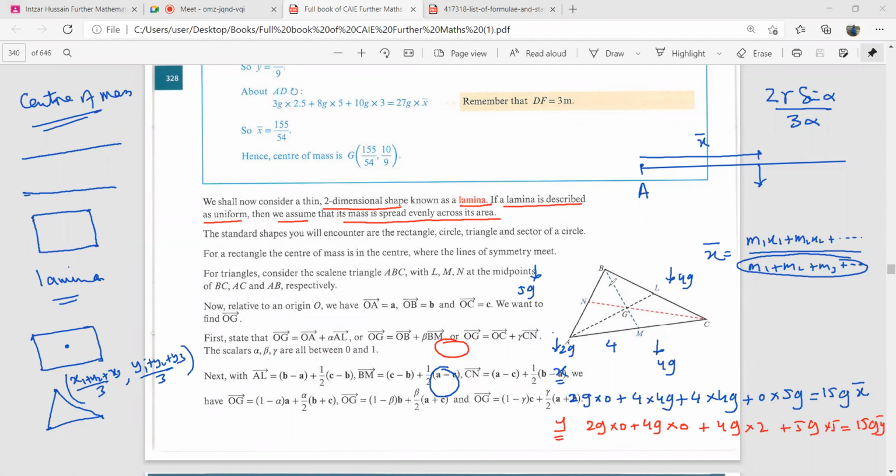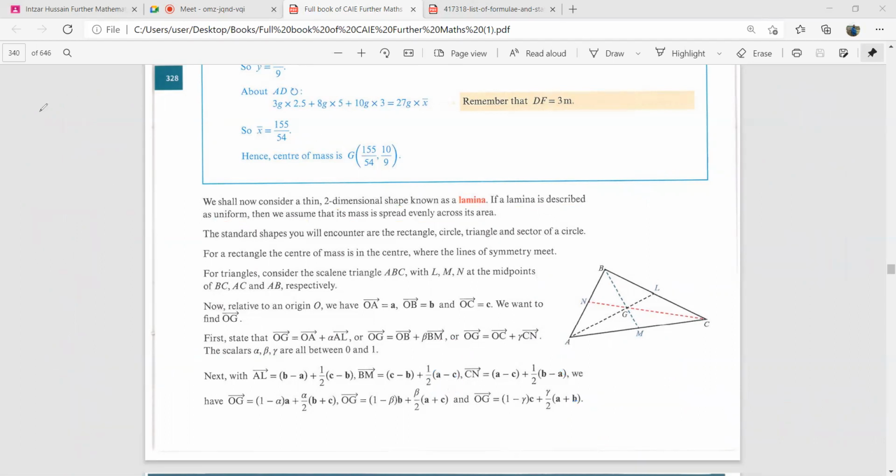Once you know the mass, because in all these examples we were able to determine the center of mass because we knew the masses being applied at different points. So when you want to find the center of mass, you must know what the total mass is. For that purpose, you will be given the mass per unit area, which is known as rho. This rho means the mass per unit area.